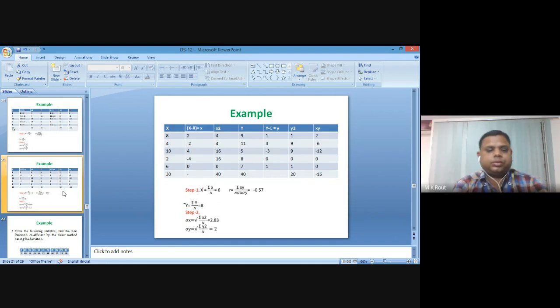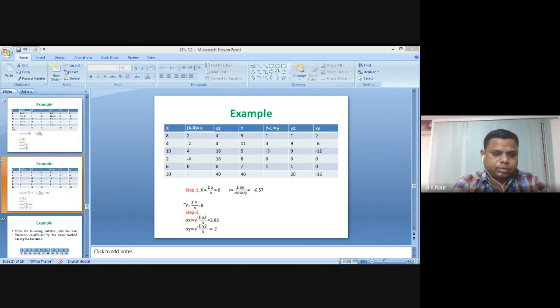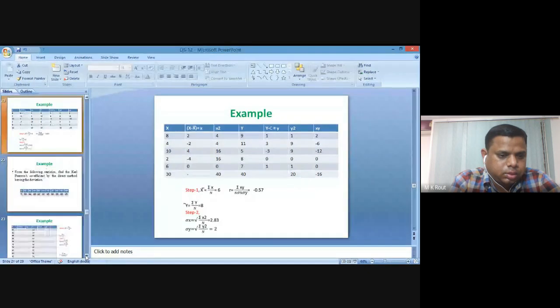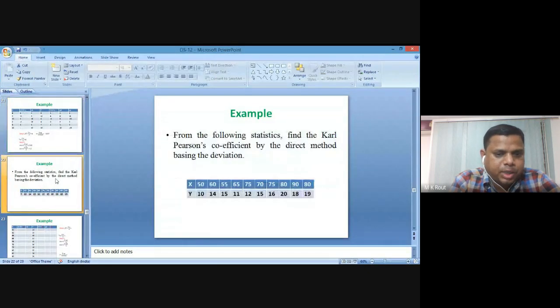Is it clear? Let's check who has finished this one. If I extend 5 minutes more, or 5 to 10 minutes more, is it okay from your side? Is there any problem if I extend this particular session 5 to 10 minutes more? Okay, fine. Moving to the next problem.